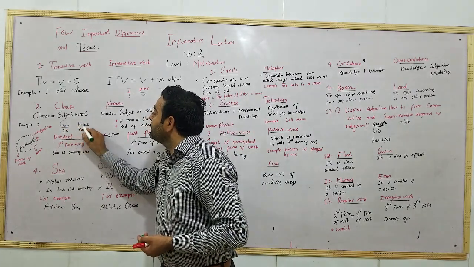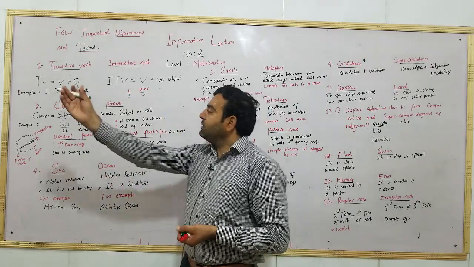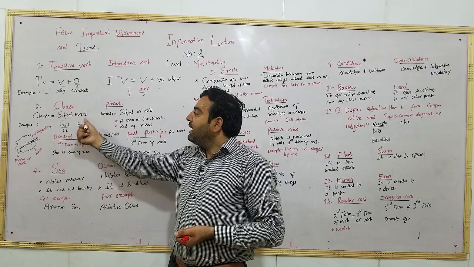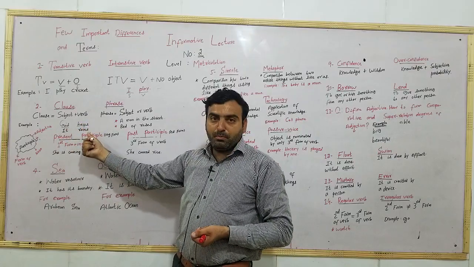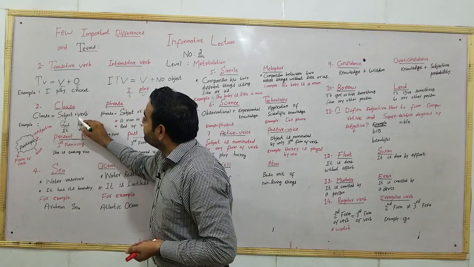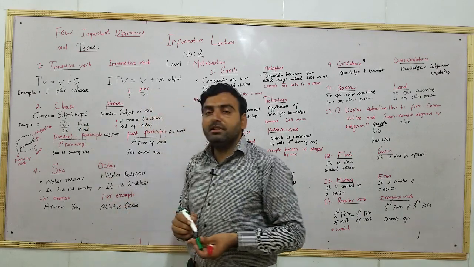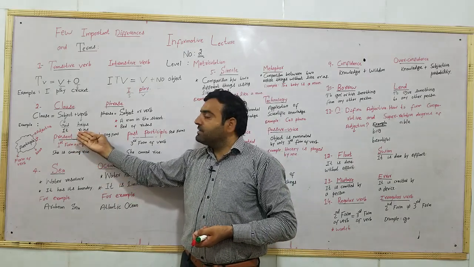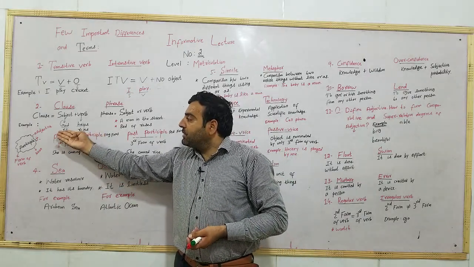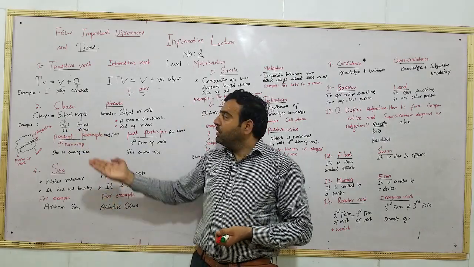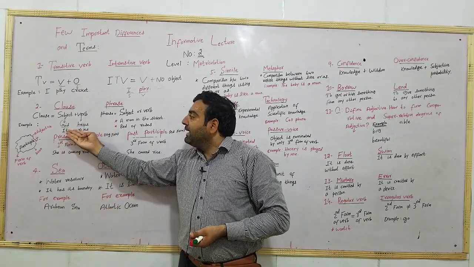God helps. Dear students, God is a subject and helps is a verb. So this is one clause. Similarly, it rains. It is a subject and rains is a verb. So this is another clause.